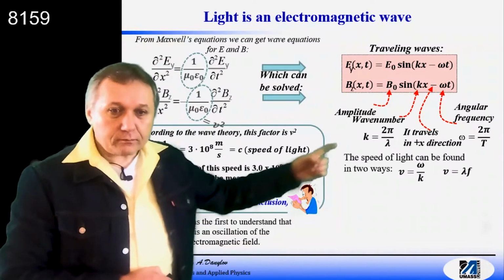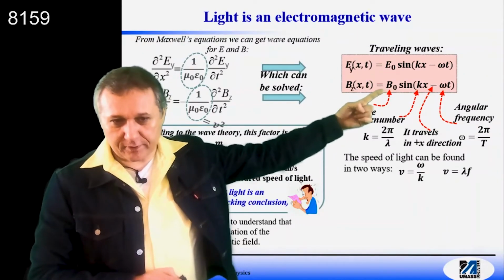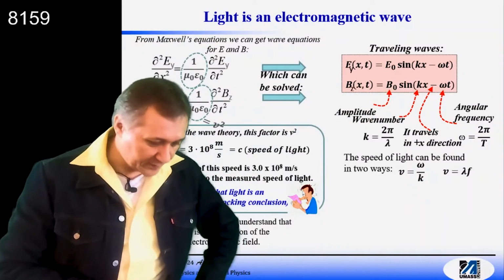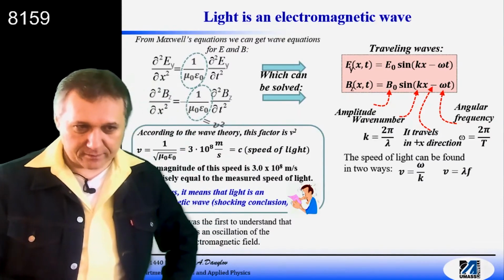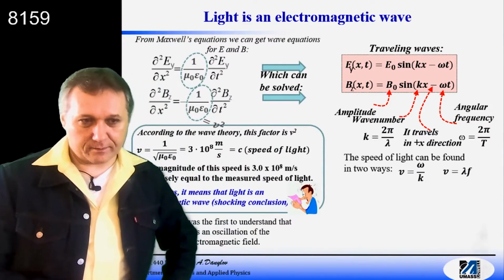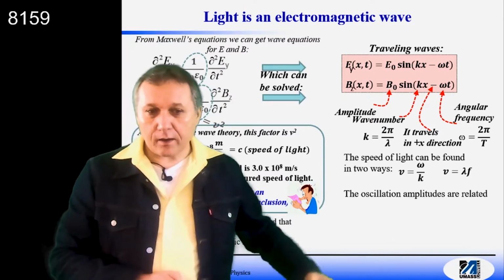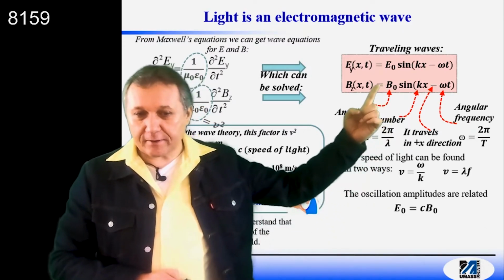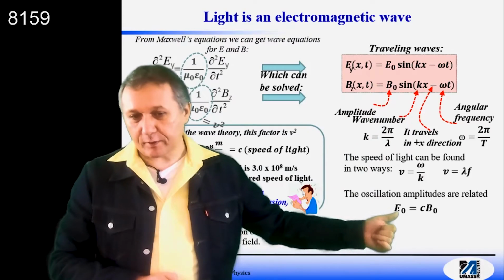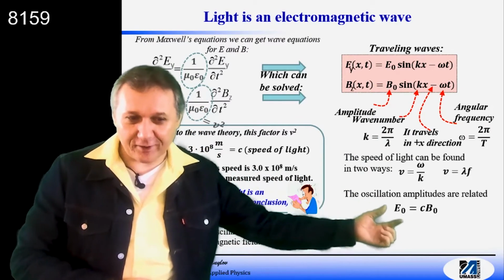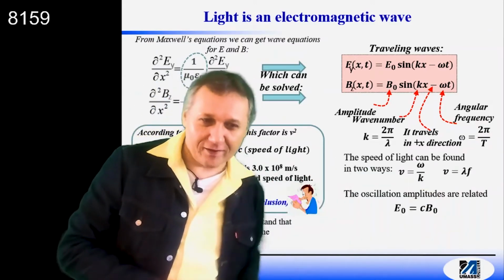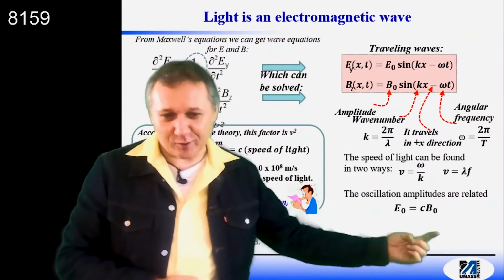Then these amplitudes, the electric field amplitude and the magnetic field amplitude in the electromagnetic wave, are not independent. They depend on each other. The electric field amplitude equals the magnetic field amplitude times the speed of light. So you see the electric field amplitude is way larger than the amplitude of the magnetic field.